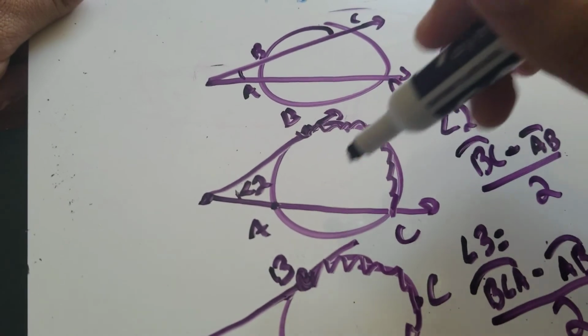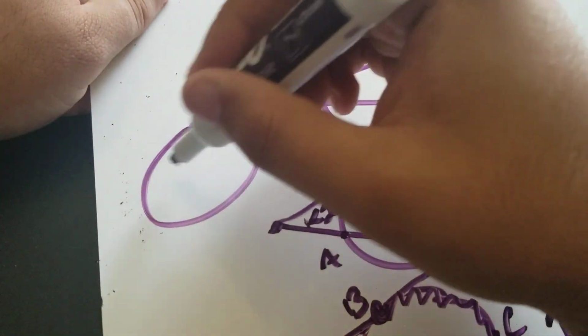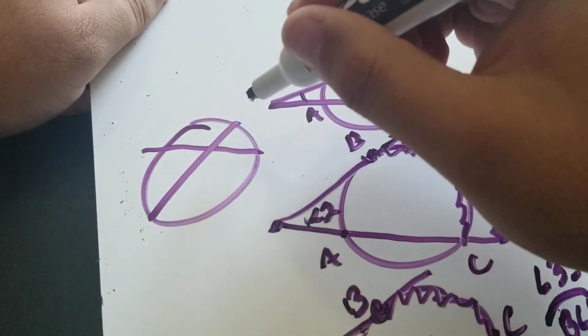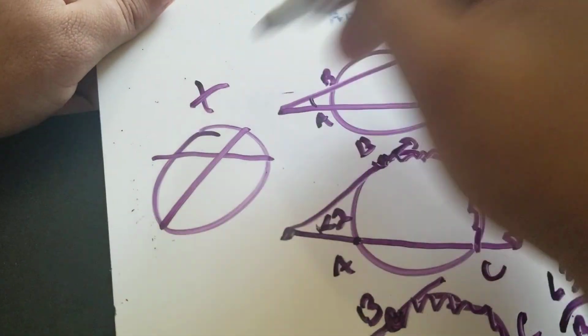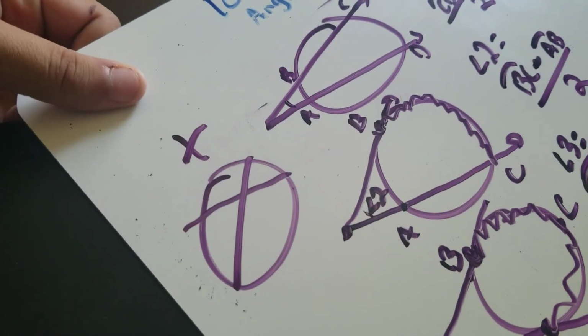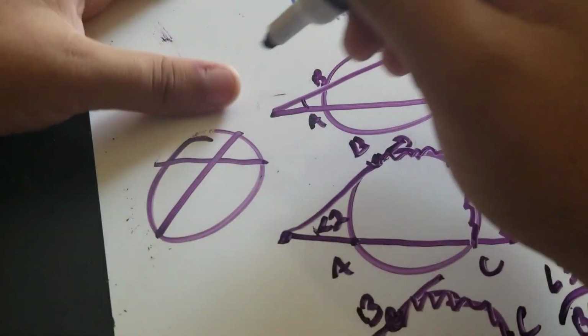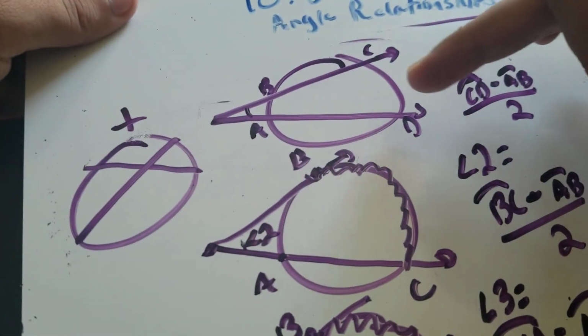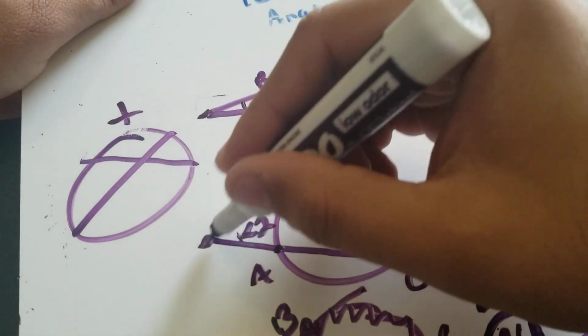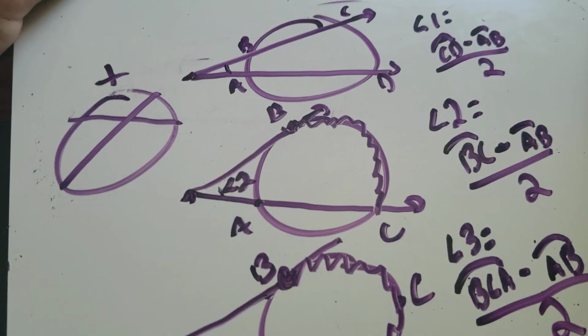So when the intersection is inside the circle, like here, we add. Maybe you twist your circle around. You see this, it looks like a plus sign. But when you're inside the circle, you add. When it's outside the circle, like here or here or here, you subtract, okay?